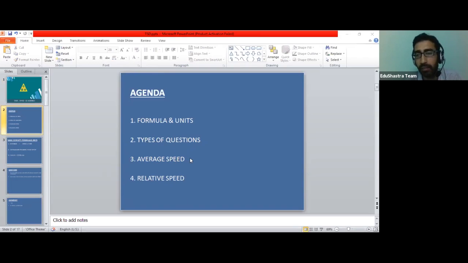Average speed in general is not a very exhaustive concept. Relative speed on CAT can be a very exhaustive concept. I am going to introduce the basics of relative speed and cover questions that are relevant for GMAT a bit more. And when I give you the homework, there will be a few more questions that will be more relevant for the people preparing for CAT. So yeah, that's about it. That's what we'll cover today.